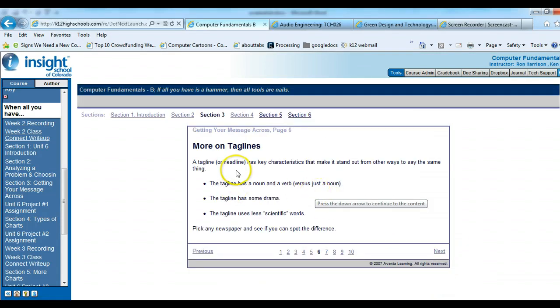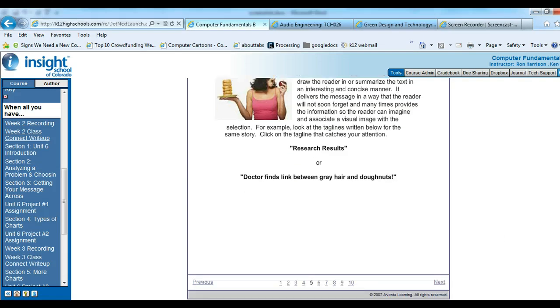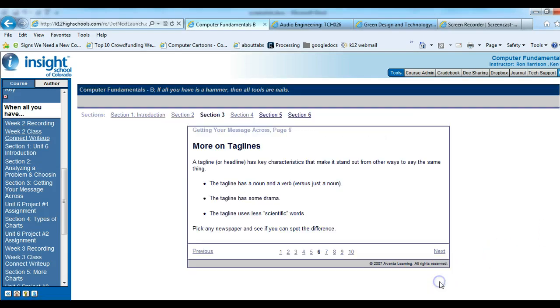So if we look at this, taglines have three characteristics. Noun and a verb, it has drama, and it uses less scientific words. If we go back to that example, this one does exactly that. So taglines are important, as you could use them like in the title of a PowerPoint, and then that will draw people in, make them interested in what you have to say.